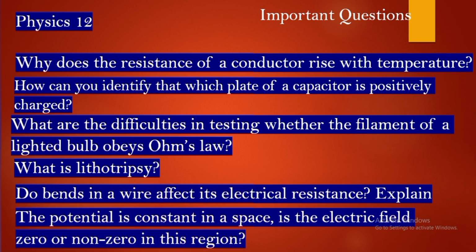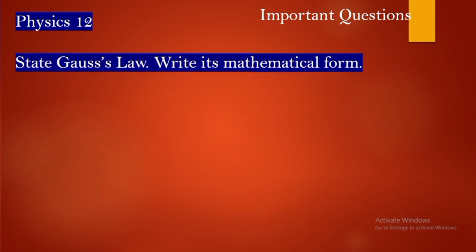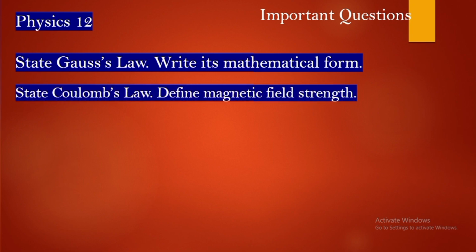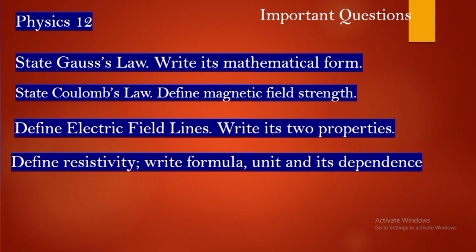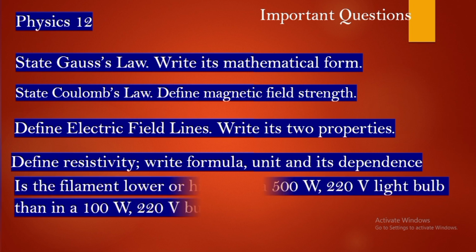The potential is constant in space. Is the electric field zero or non-zero in this region? State Gauss's law, write its mathematical form. State Coulomb's law, define magnetic field strength. Define electric field line, write its two properties. Define resistivity, write formula, unit and its dependence.